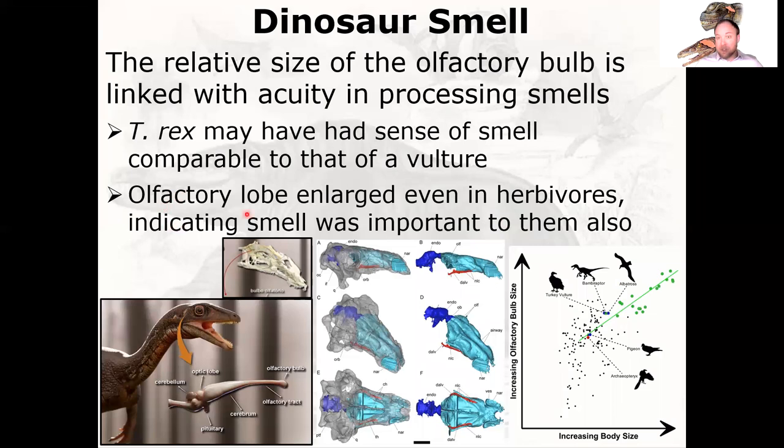The olfactory lobe is also enlarged, even in herbivore dinosaurs, which probably indicates that smell was important to them. So this is increasing olfactory bulb size versus increasing body size. Dinosaurs plot in here with some of the other birds. Smell was probably very important. We saw earlier with the cloaca that scent glands were probably important. They were probably communicating a lot with smell.